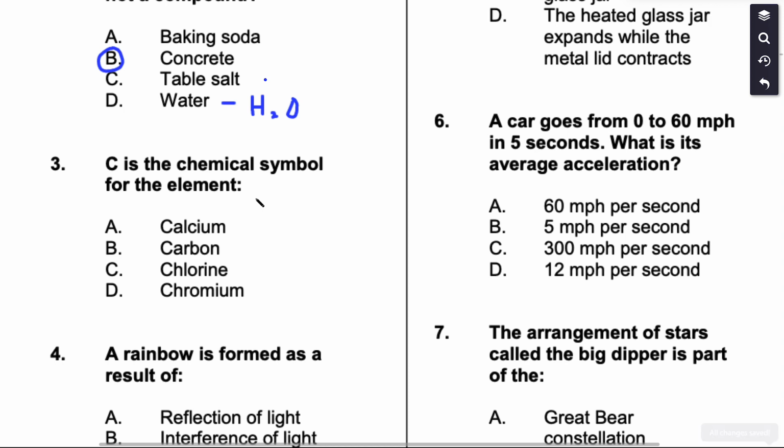Number three is asking, blank is the chemical symbol for the element. Maybe you should put like a blank here. But for the element, I know it's not calcium. It's also not chlorine, and it's not chromium. It has to be carbon.